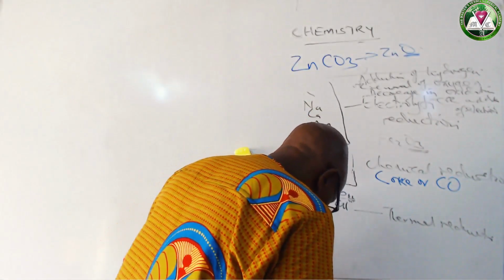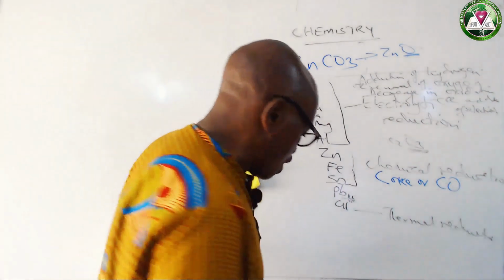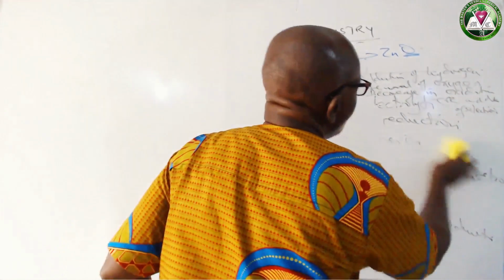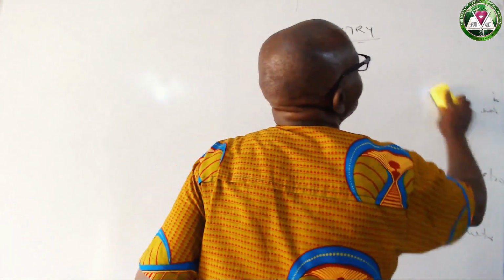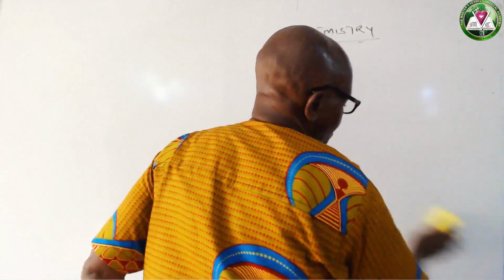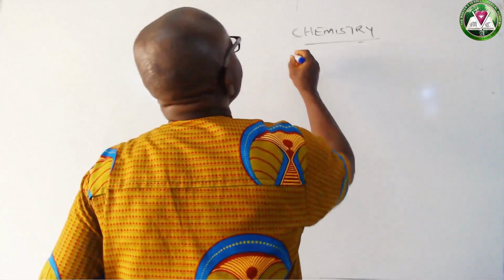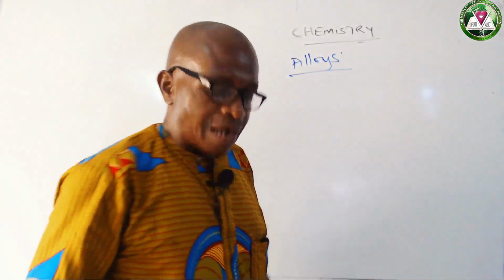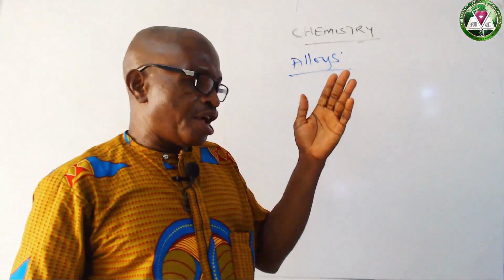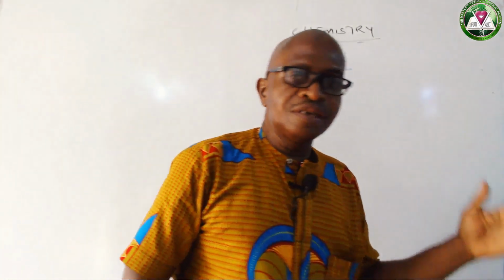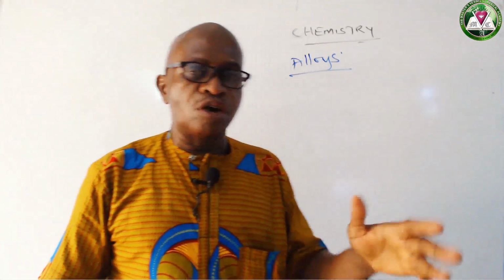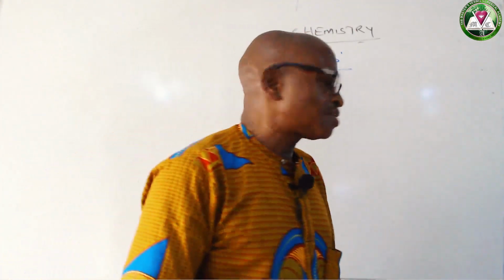Let us look at another thing, alloys. We need to look at alloys before we can now go to discuss the metals one by one, starting from sodium. I know that most of us know what an alloy is, because in the junior secondary, you discuss it. In the senior secondary, when you are doing element, compound, and mixture, you equally mention alloys.